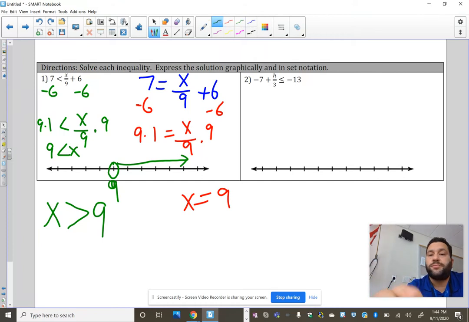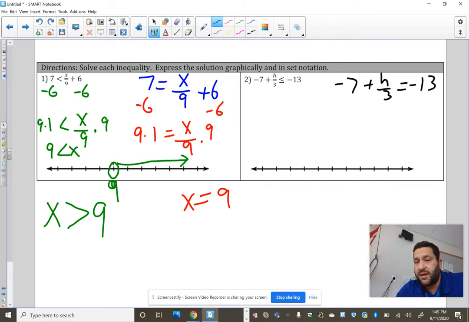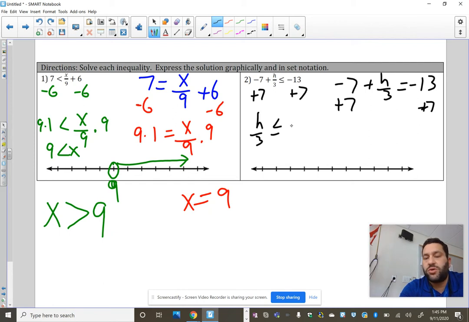So let's look at number 2. Same thing. If we had an equation, same as an inequality, except there's an equal sign instead of a less than or equal. I'm going to add 7 to both sides. Same thing here. So now I'm going to get h over 3 is less than or equal to negative 6. Here I'm going to get h over 3 is equal to negative 6.